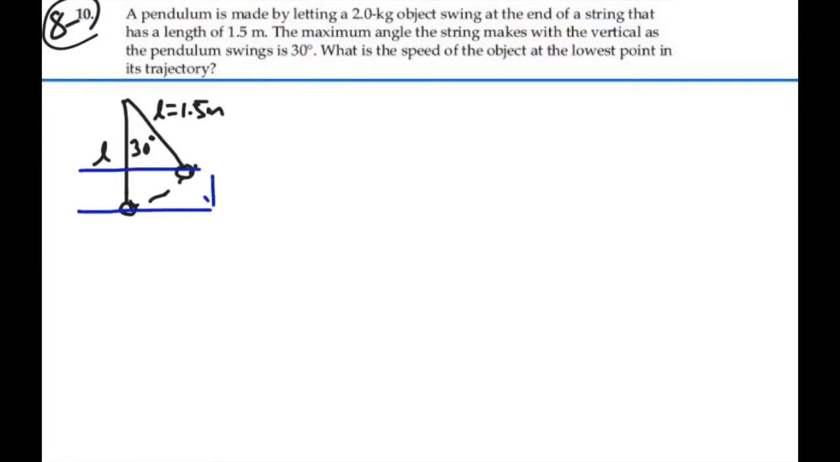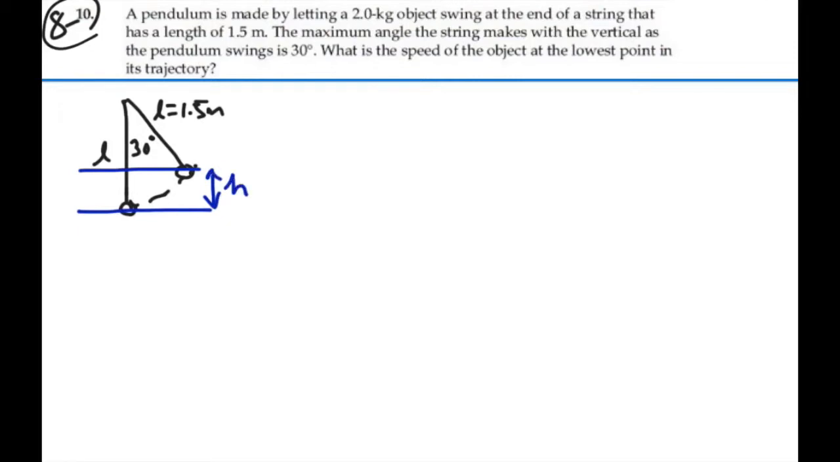Alright, let's imagine we have a pendulum and it swings down from a 30-degree angle. Length is 1.5 meters. And what we might be interested in is actually the difference in height it has from its lowest point. So we'd like to find out this height here.